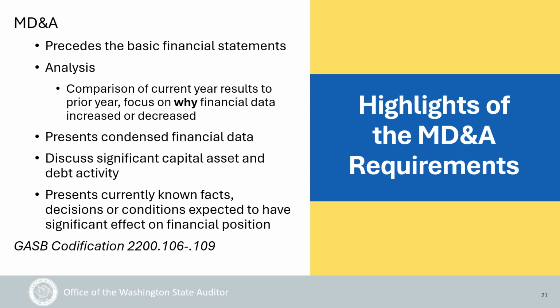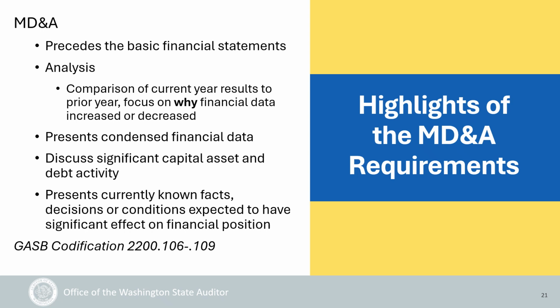Also included in this section is analysis on the presentation of condensed financial data, as well as significant capital asset and debt activities. Let's focus on the term significant. Large projects, for example, would be discussed in this area. We would not want to discuss the payment of general debt service, but we would want to discuss the issuance of debt. So you want to think in terms of a large event or a large dollar amount to be included in the discussion portion of the MD&A.